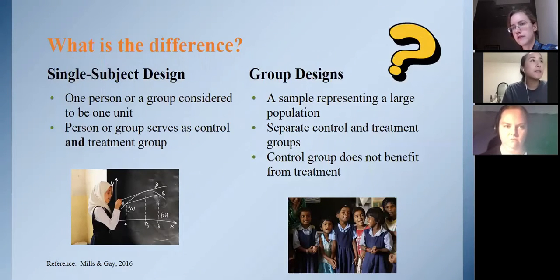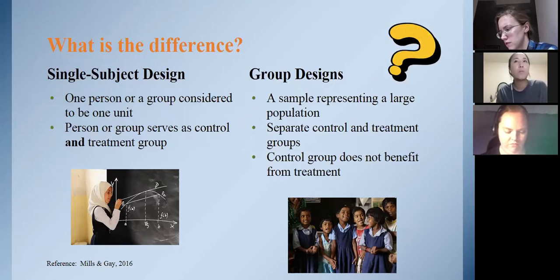What is the difference between a single subject design and group designs in educational research? Research methods using group designs yield data which can be generalized to a larger population. The samples are usually used to obtain a representation from a broader population. As Mills and Gay explained, the goal of most educational research is to benefit a broad audience. A single subject design aims at one student or a small group.